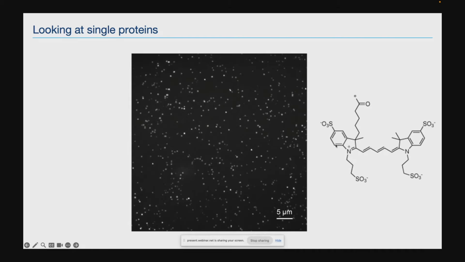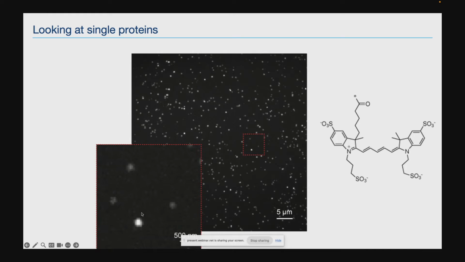And what you can see here is that we have lots of different spots, each one an individual molecule. If we look at these more carefully, you can see we have a bright spot here and a dim spot. So already just by looking at individual molecules, we can say something about the state of the protein. These dim spots correspond to the functional monomeric protein, i.e. there's only one dye molecule present, so it's quite dim.